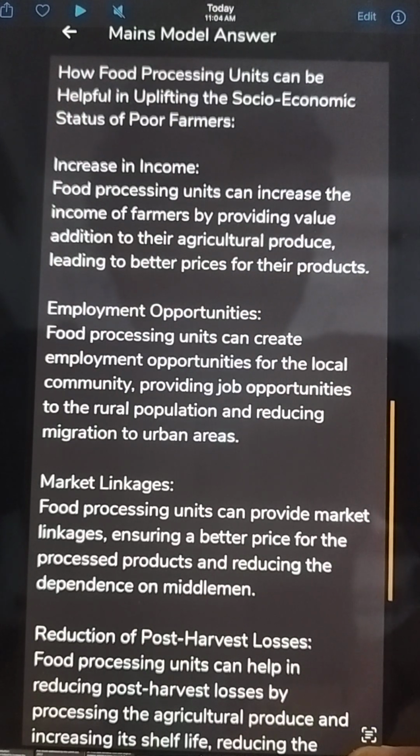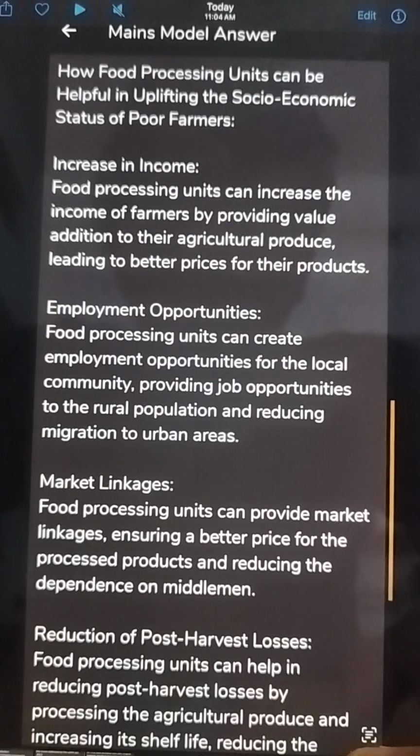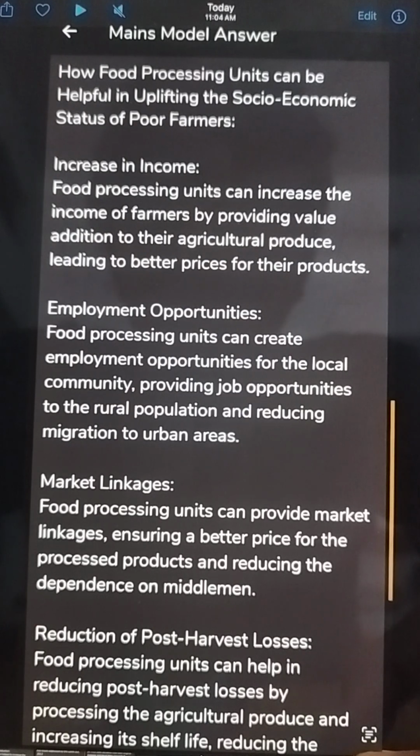How food processing units can be helpful in uplifting the socio-economic status of poor farmers. First is increase in income. Food processing units can increase the income of farmers by providing value addition to their agriculture produce, leading to better prices for their products. Second is employment opportunities.